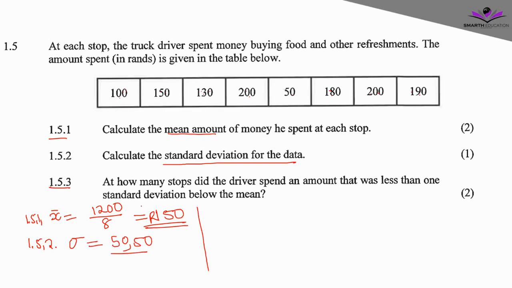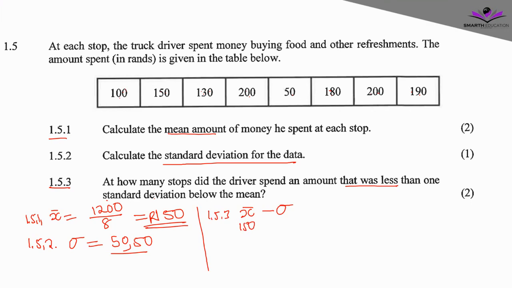153. At how many stops did the driver spend an amount that was less than 1 standard deviation below the mean? Right? 1 standard deviation below the mean. The amount that was less than 1 standard deviation below the mean. So what is 1 standard deviation below the mean? So it means you have to say the mean minus standard deviation.